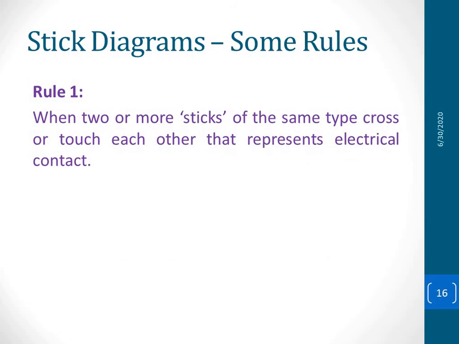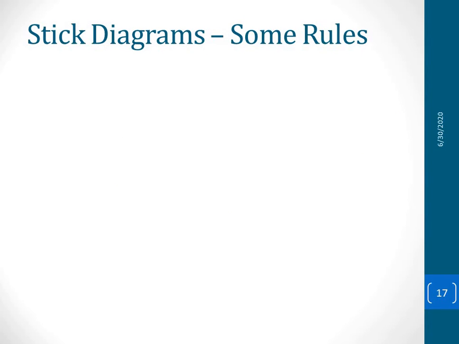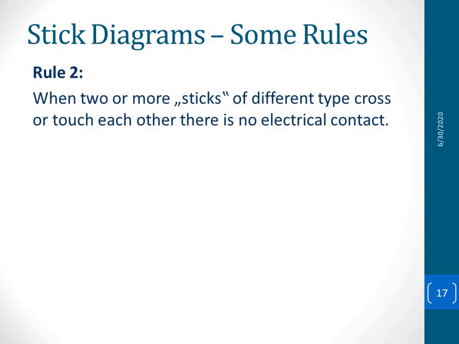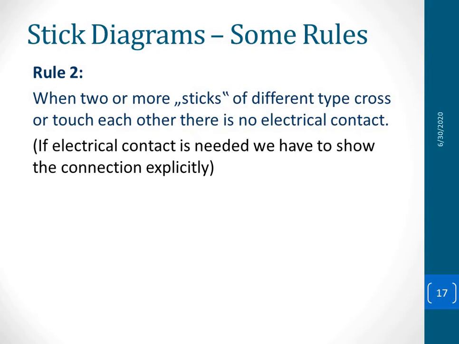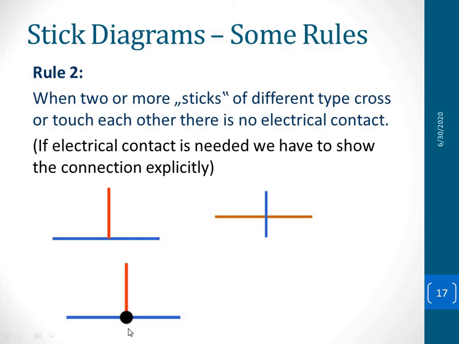So rule 1 is when two or more sticks of the same type cross or touch each other, that represents electrical contact. You can see here in the diagram. Next, second rule is when two or more sticks of a different type cross or touch each other, there is no electrical contact. If electrical contact is needed, we need to show the connection explicitly, like with a dot. Here you can see.